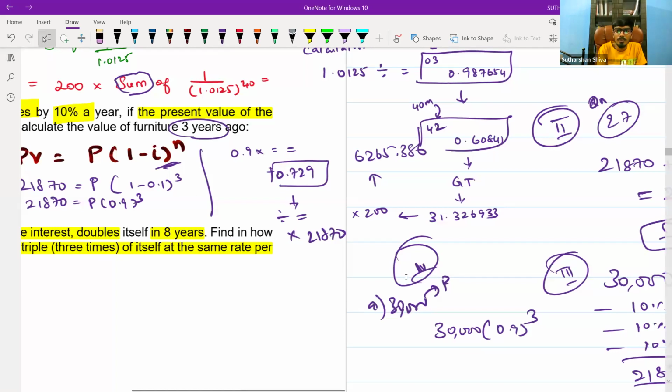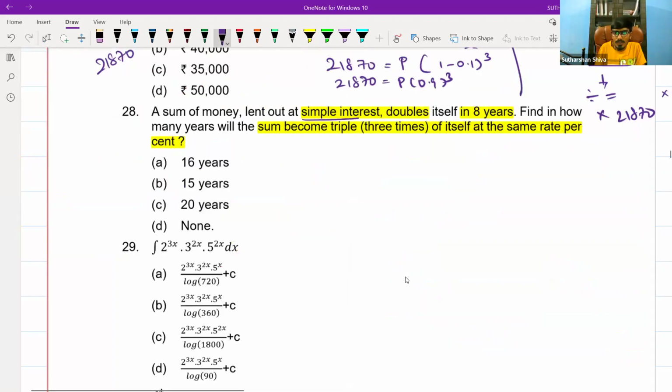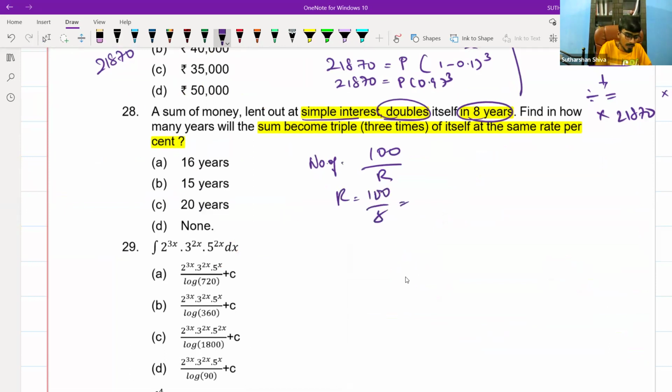Then, question number 28. A sum of money lent out at simple interest doubles itself in 8 years. So, if it is a simple interest problem, doubles means 100 by R equals the number of years. Here they have given the value. So, R is equal to 100 by 8. What is 100 by 8? 100 by 8 becomes 12.5.